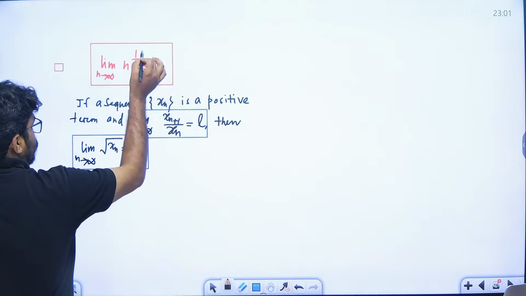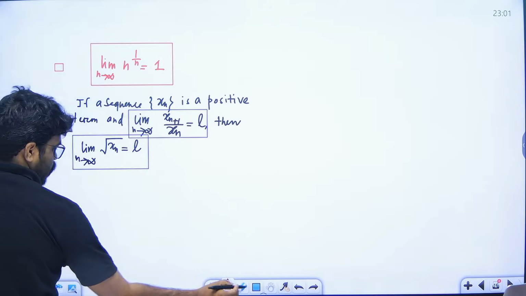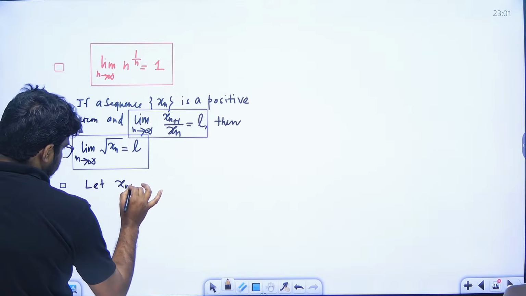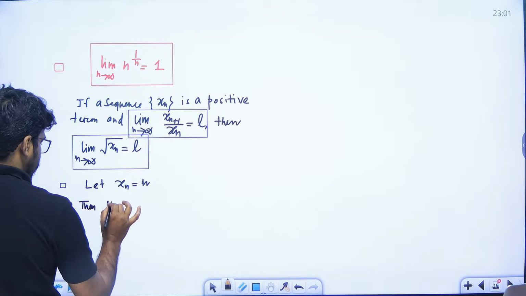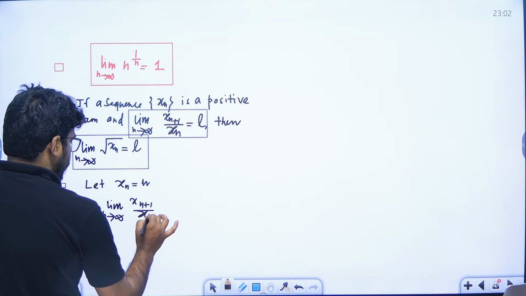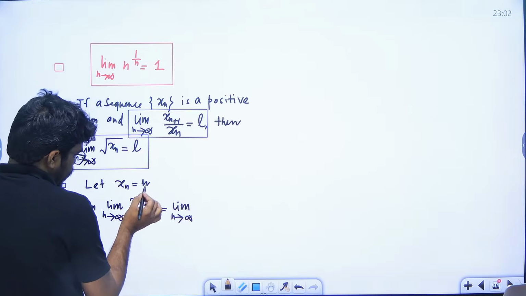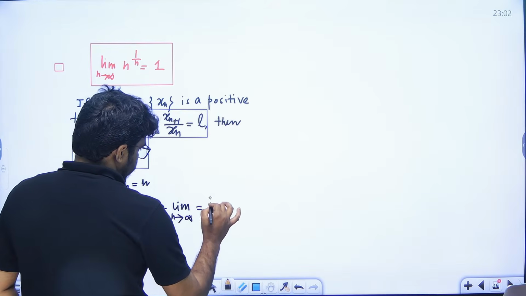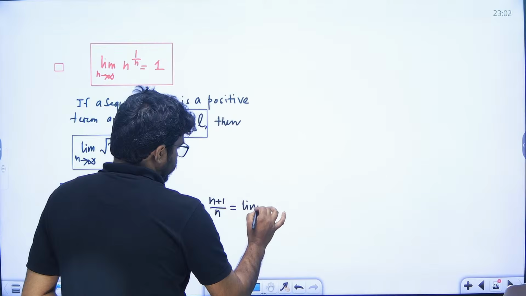Here we have xn to the power 1 by n, so automatically power 1 by n চলে আসবে. Just consider xn is equal to n. Now just calculate this. Then the limit as n tends to infinity of xn plus 1 by xn. What is xn plus 1? Xn is n, so xn plus 1 is n plus 1, divided by n.